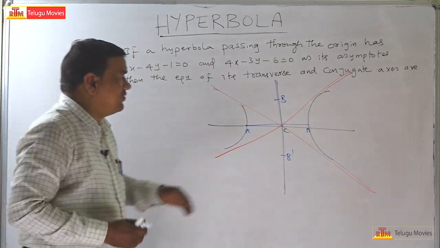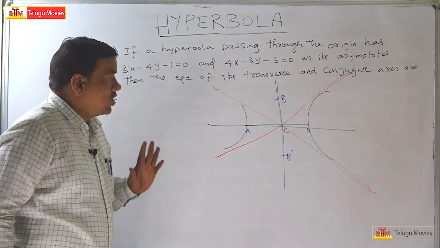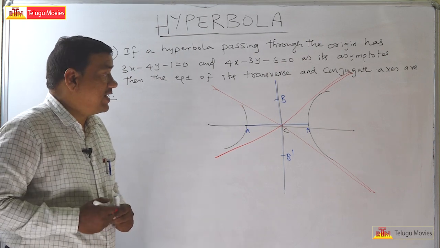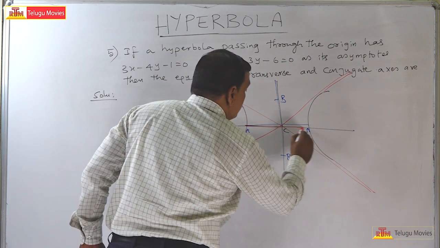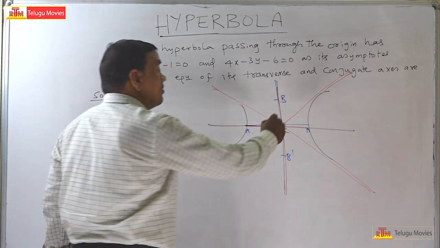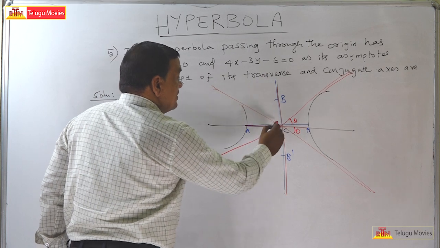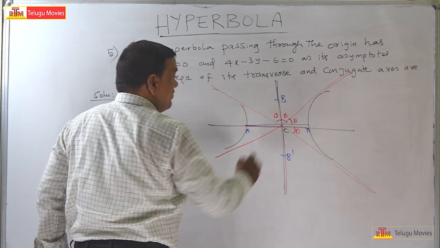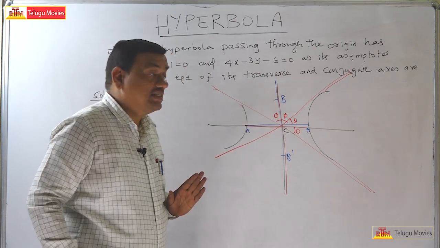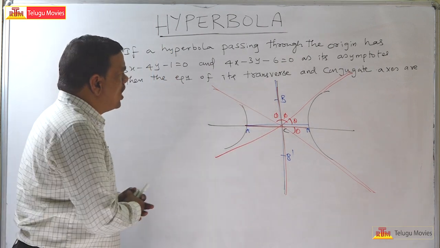Now what is the relation between these asymptotes and the conjugate axis and transverse axis? Always remember that, already we explained that. The transverse axis and conjugate axis are the angle bisectors of the asymptotes. That means if this is theta, then this is also theta, and again this is a phi and this is also a phi. That means the transverse axis and conjugate axis bisect the angle between the asymptotes. Understand? So already we know that.